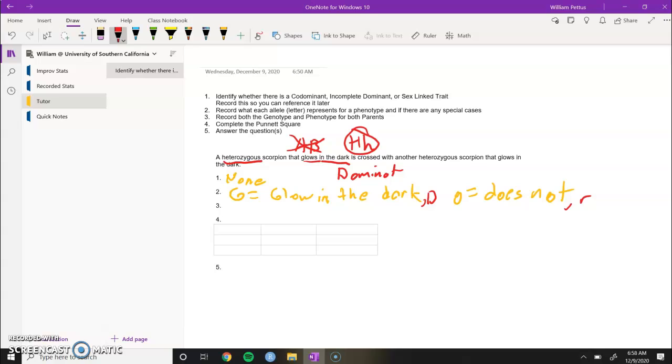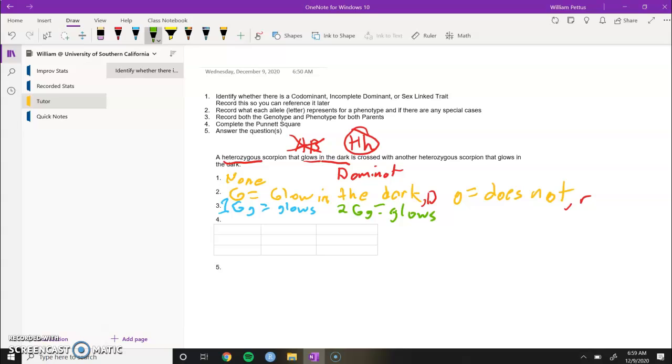3 is we're going to record both the genotype and phenotype for both parents. So for this one, we have a heterozygous scorpion that glows in the dark. It's going to be different letters here, and we already know what it will be. So it's going to be a big G, little g. And that is glows. And I'm also just going to write in a 1 there so that I know that it's parent 1. And then parent 2 is also a heterozygous scorpion that glows in the dark. So I'm going to do 2. And that will be a capital G, little g. And that glows.